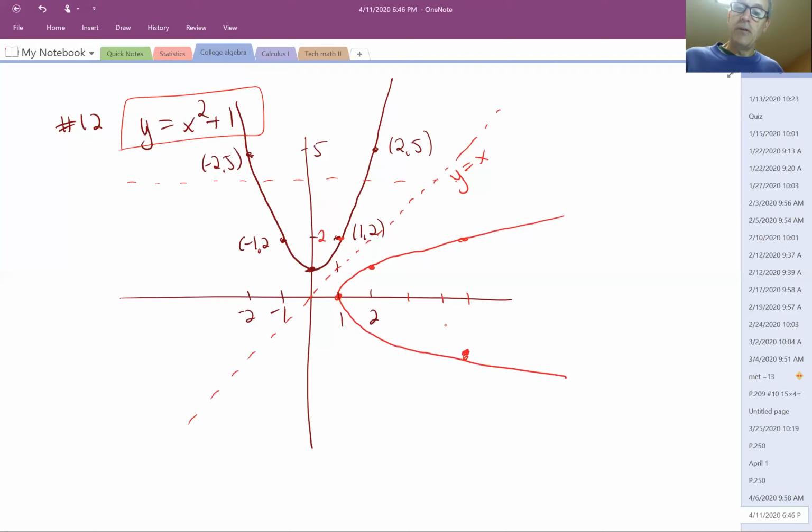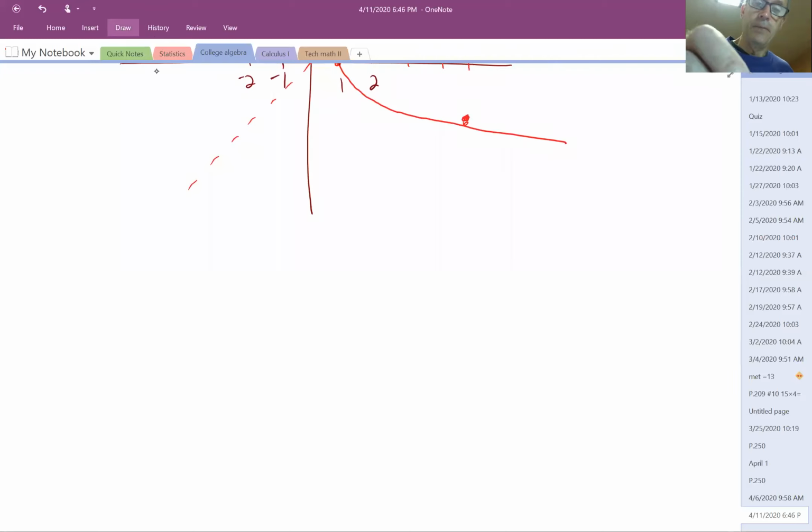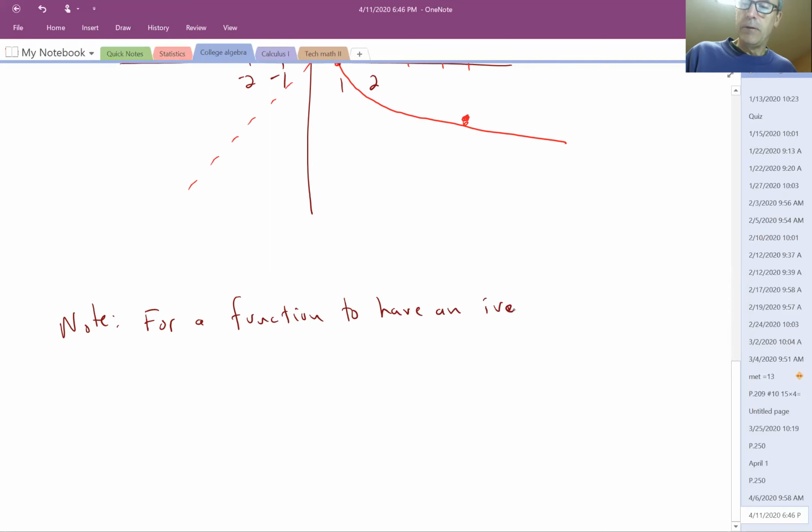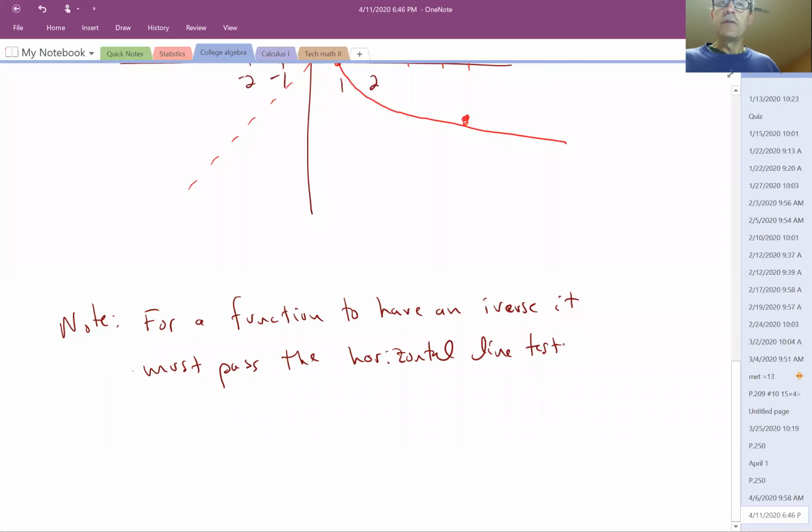So for a function to have an inverse, let me write this down. Note, for a function to have an inverse, it must pass the horizontal line test. Any horizontal line can only hit it once. That means it's 1-to-1. It has to be a 1-to-1 function.